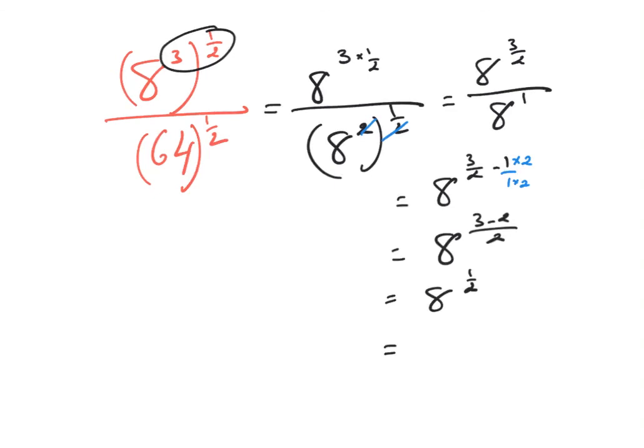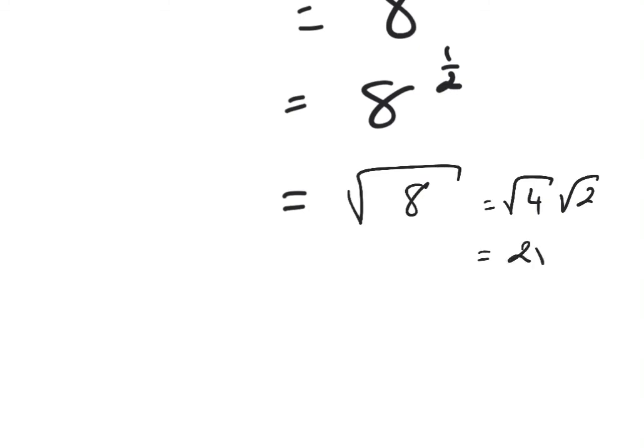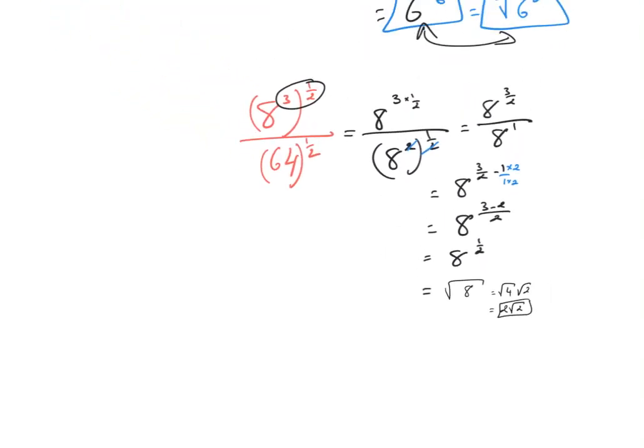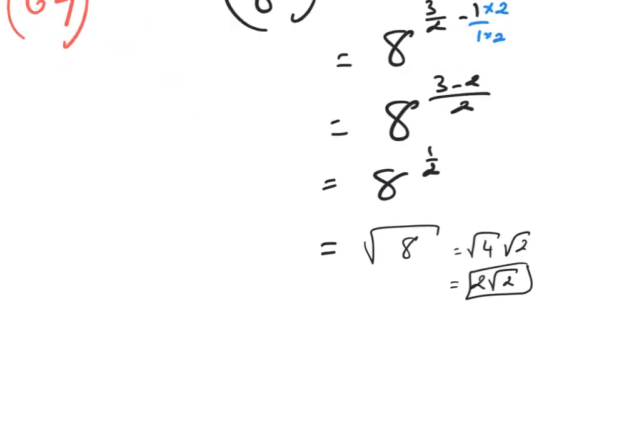Now, by using the rational exponent, 8 to the 1 over 2 is going to be the square root of 8, right? And we know we need to find a perfect square. We know that 8 is 4 times 2. It's going to be the square root of 4 times the square root of 2, and the square root of 4 is going to be 2. So 2 square root of 2, right? So as you can see, we use the law of exponent, the law of rational exponent, and that's how we're going to solve this one. So the answer is going to be 2 square root of 2.